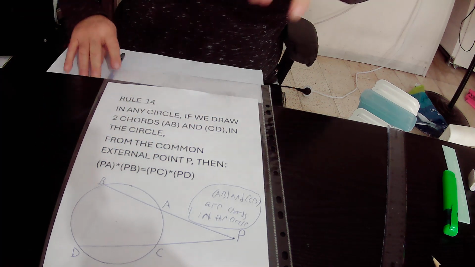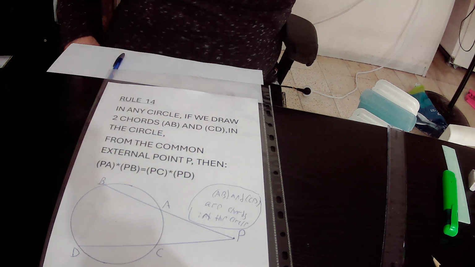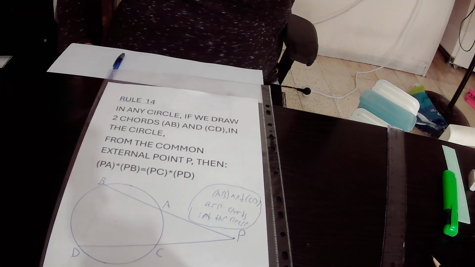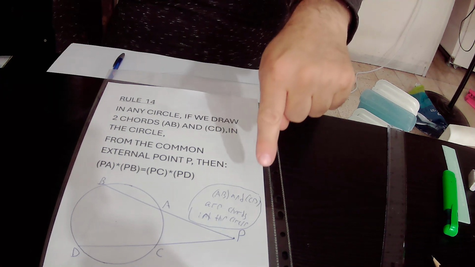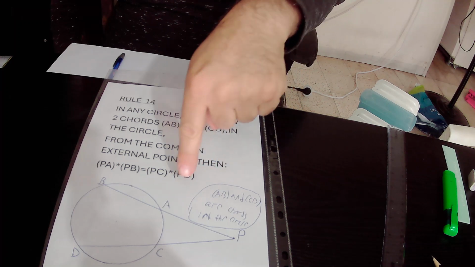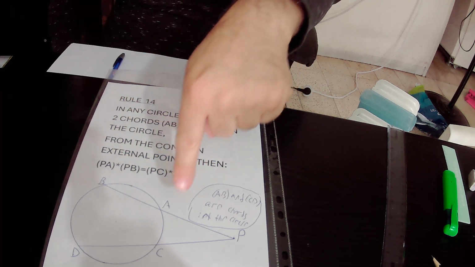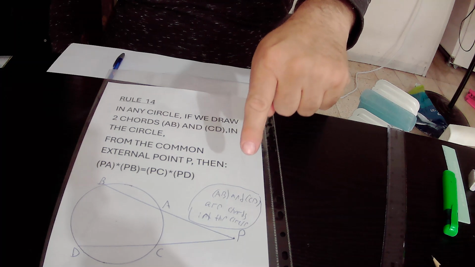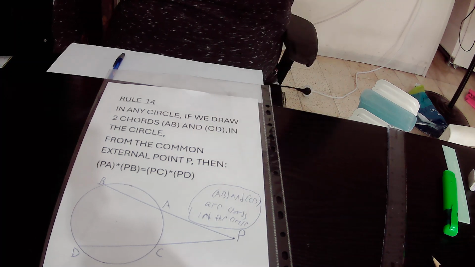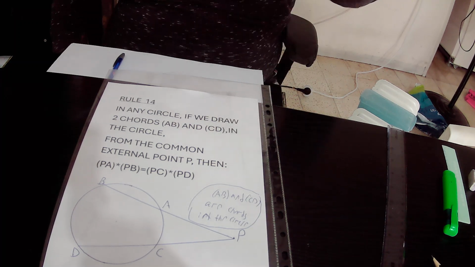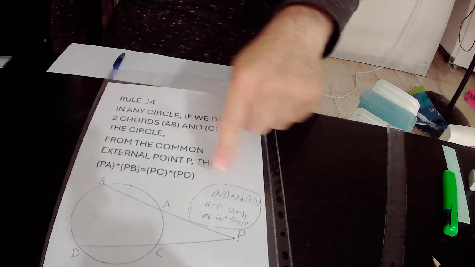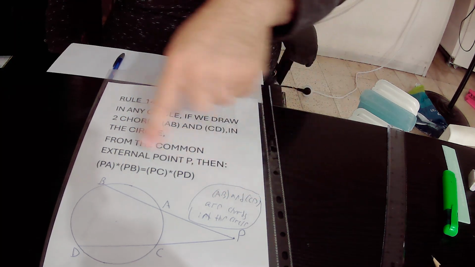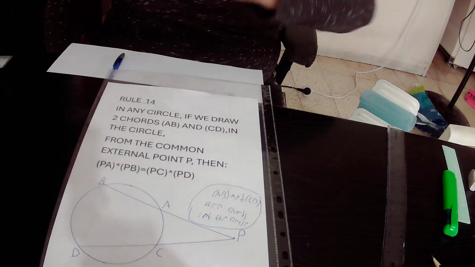So actually we have in the drawing this circle, and we have the common external point P. From the common external point P, we drew two chords inside the circle, chord AB and chord CD. Both those two chords are drawn from the common external point P. So in this drawing, the following equation is true: PA times PB equals PC times PD.